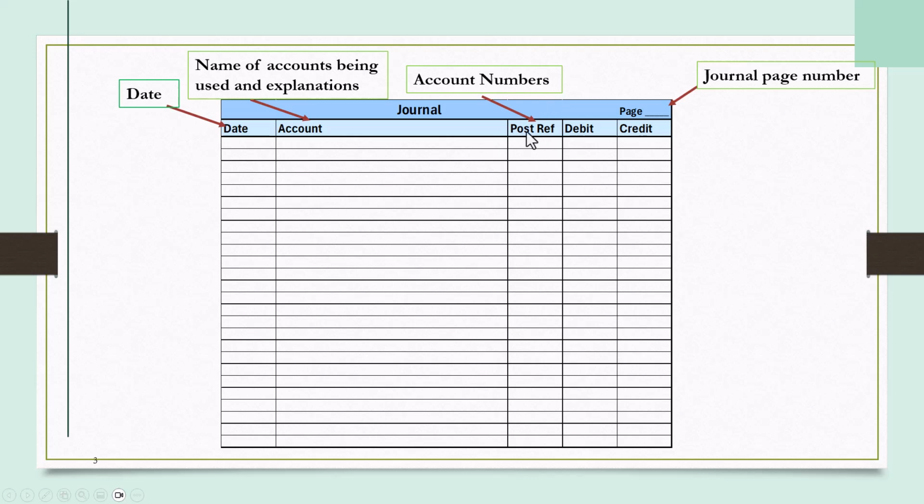That's what this post reference column is for. These would be account numbers from the chart of accounts if you have them. You may or may not have account numbers. And then of course, any dollar amounts or currency amounts would go under the debit and credit columns. So you're going to want to line up your account name with either the debit amount or the credit amount.